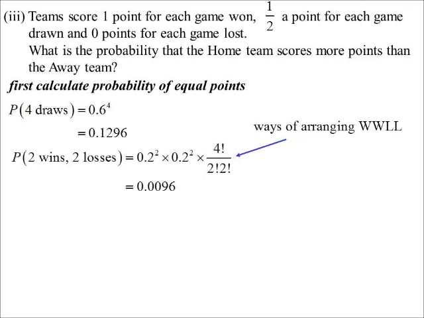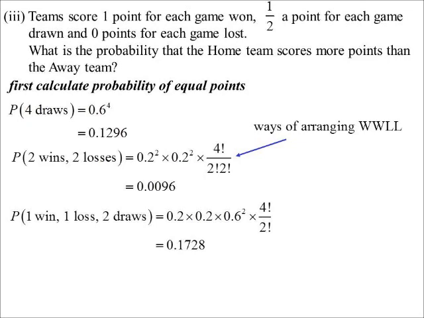So the question is, how many ways can I arrange 2 W's and 2 L's? And it's like the question of how many words could I make? Well, we say, 4 factorial divided by the repetitions, 2 factorial, 2 factorial. Okay? So that 4 factorial over 2 factorial, 2 factorial represents the number of ways of arranging the 2 wins and the 2 losses on the different boards.